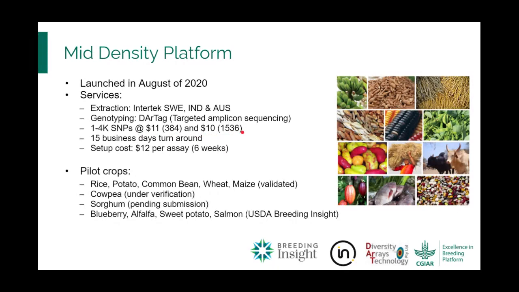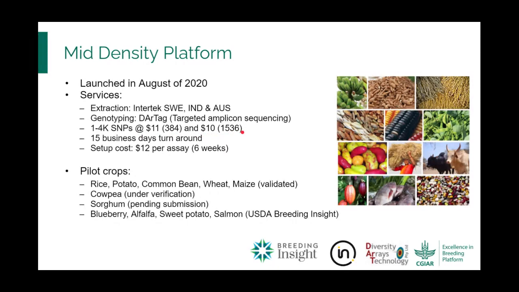The turnaround is 15 business days. And one thing to point out is that since this is custom amplicon sequencing, there is a setup cost, which will likely take around 6 weeks to get the assays ordered and go through the validation process of the assays. It is a $12 per assay cost. Right now, EIB is supporting some of these crop establishments in their panel setup. So do reach out to us if you think that this is something you'd be interested in, establishing a crop panel for genomic selection.